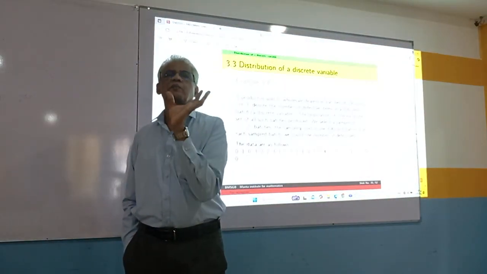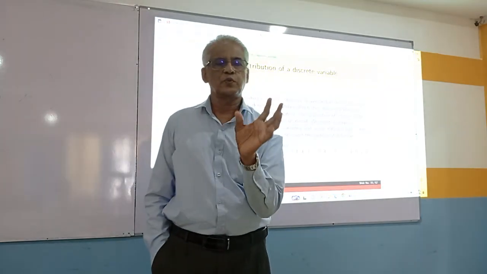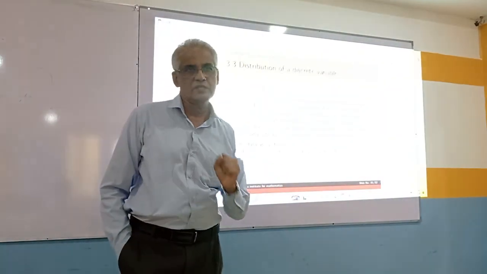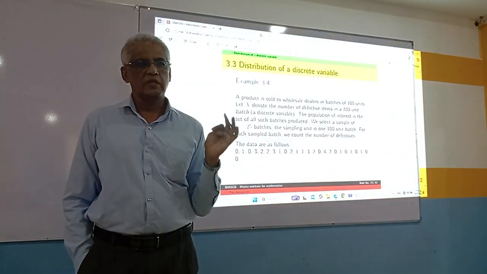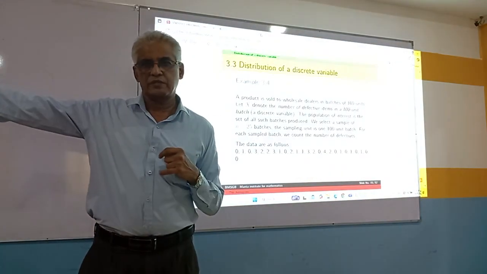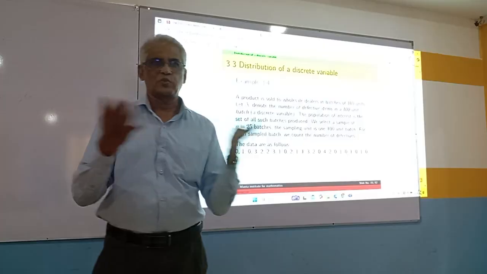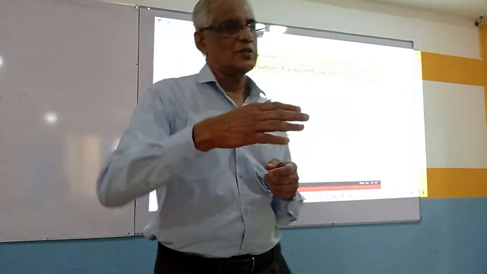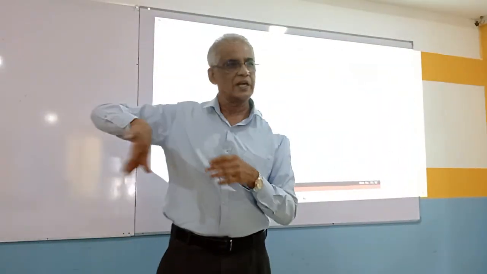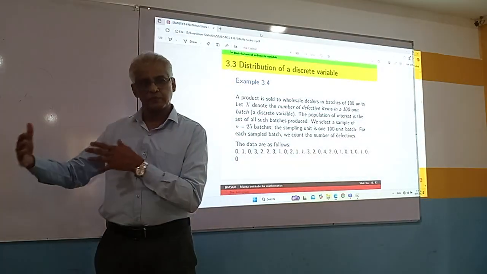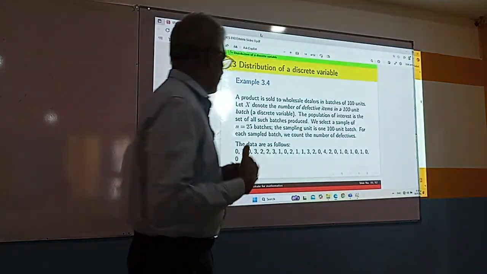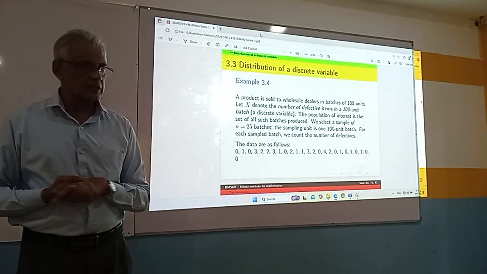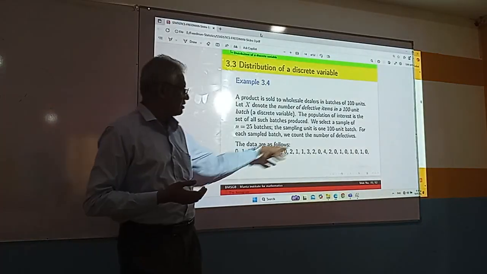Theoretically, the possible values for the number of defectives in a batch can be 0, can be 1, can be 2, up to even 100. Theoretically it is possible. But usually when you sell something, those large values are very, very unlikely to happen, but theoretically there is a possibility. Right? So when they practically observed 25 batches, these are the numbers they observed.